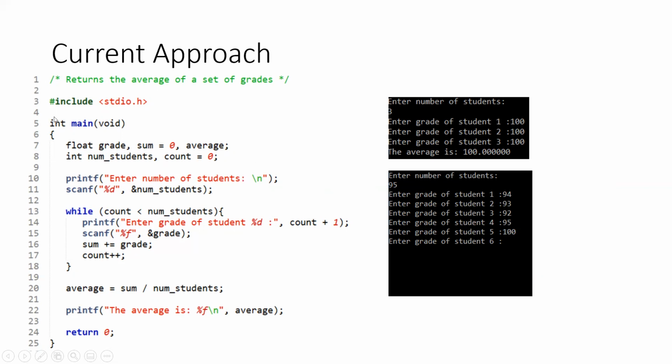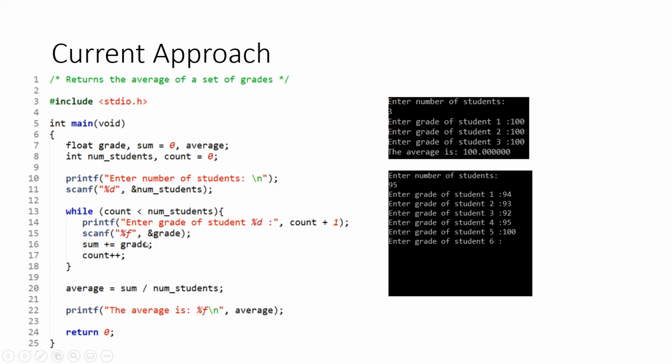So here's the source code for that. You have variables grade, sum, and average with a float data type, and then you also have the number of students as well as the counter for our loop. In this code, you simply enter the number of students, then you scan the value and store it in the variable num students with type integer. While your counter is less than the number of students entered, you prompt the user to enter the grade of the student, and that grade will just be cumulatively added to sum. Then you simply increase the counter until your condition becomes false.